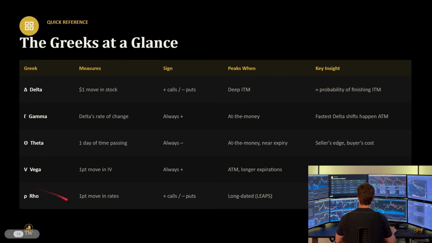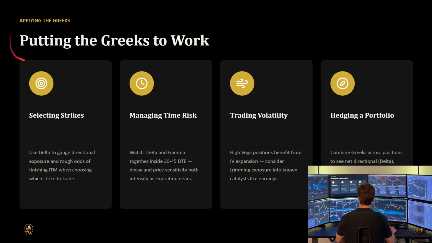And finally, Rho measures a 1-point move in interest rates, is positive for calls and negative for puts, peaks for long-dated expiration contracts, and overall it has a very small impact on the price change of options. So how to put the Greeks to work?